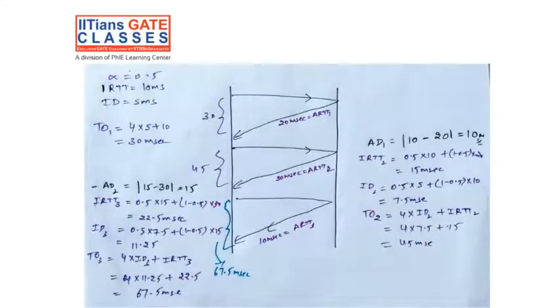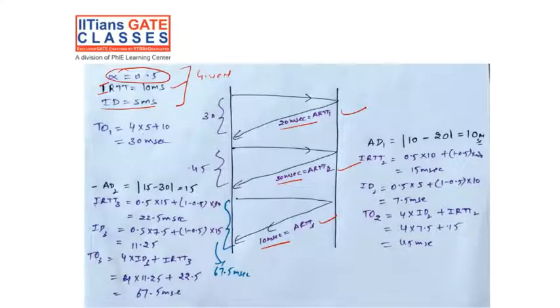Alpha is given as 0.5. The initial round trip time is 10 milliseconds and the initial deviation is 5 milliseconds. The arrival times are also given: 20 milliseconds for the first segment, 30 milliseconds for the second segment, and 10 milliseconds for the third segment.